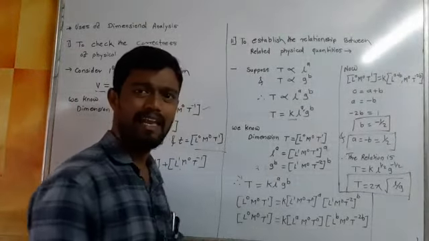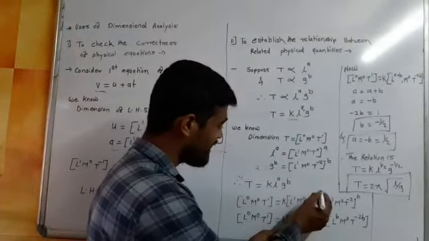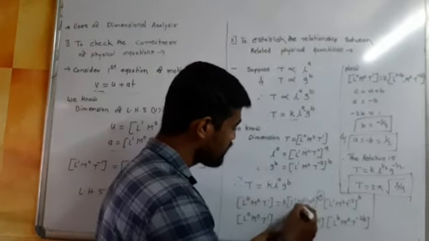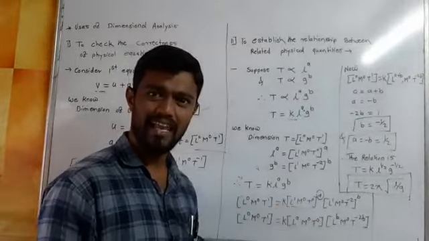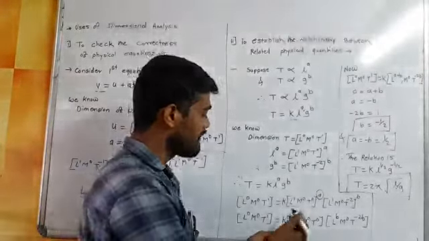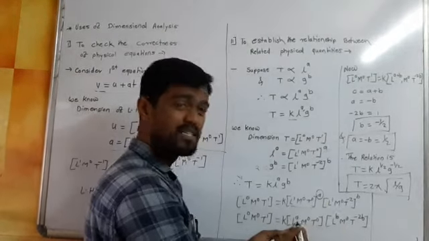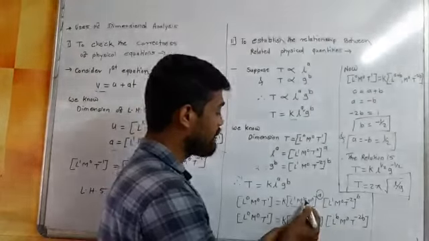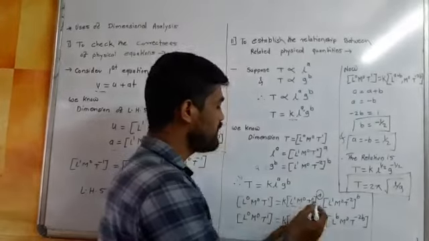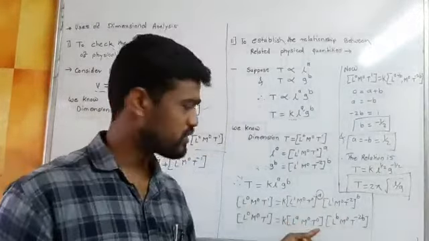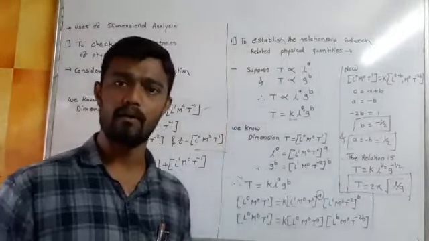Next, the LHS, L0 M0 T1, is the same, so K as it is. Now just multiply this A into the bracket. I multiply A to the powers of L, M and T. When I multiply L raised to 1 into A, it means L raised to A. M raised to 0 into A is 0, so M to the power 0. T, 0 into A is 0, so T to the power 0. What I got is L to the power A.